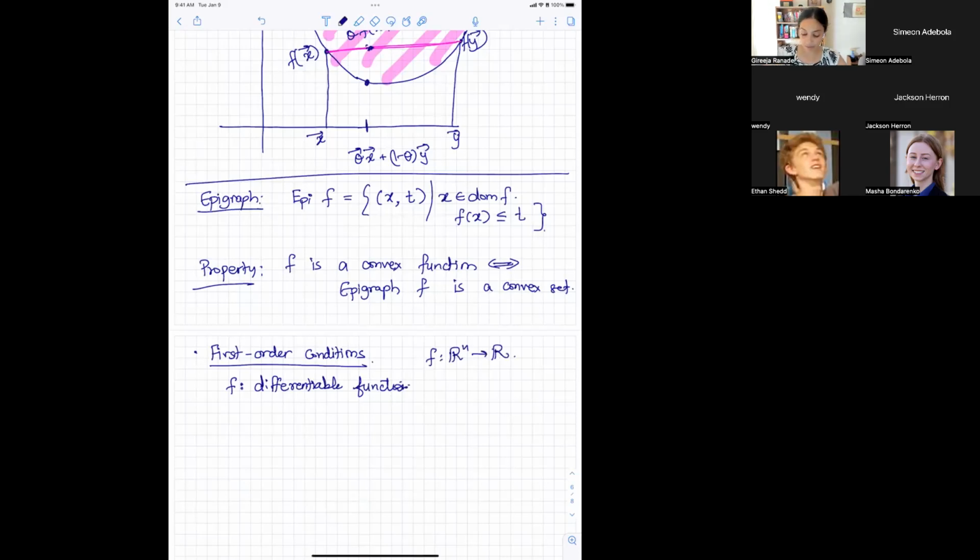For example, what's an example of a convex function that is not differentiable? This function is a convex function that is not differentiable, right? There's no derivative here, it's undefined. The absolute value function is a great example. But here, we're considering those convex functions that are differentiable.